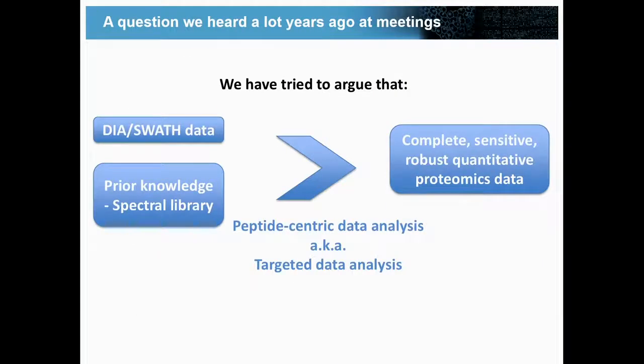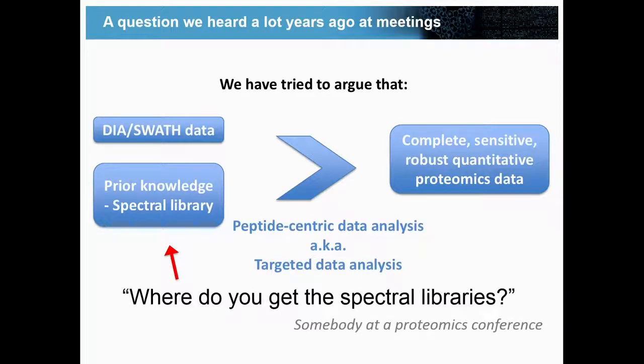So some years back, when we started presenting this type of method at meetings, we would say, okay, if you have some DIA data combined with some prior knowledge in the form of a spectral library, and you put these things together and do this so-called peptide-centric data analysis, then you can come out with nice, quantitative, robust data. And then people would say, but where do you get these spectral libraries from? This was a source of confusion for some time, and I think people in the targeted proteomics world knew something about this, but others not so much.